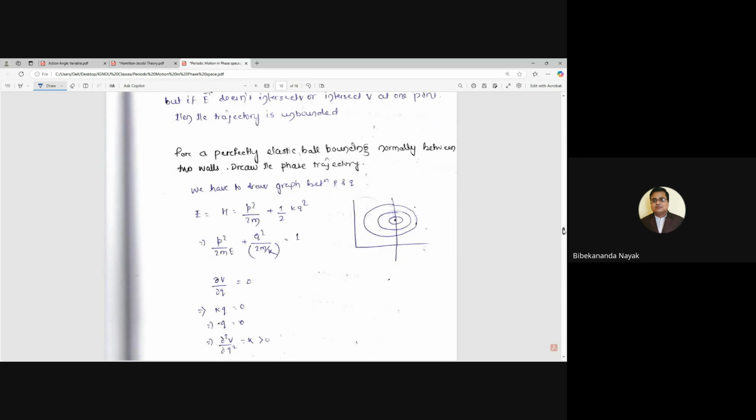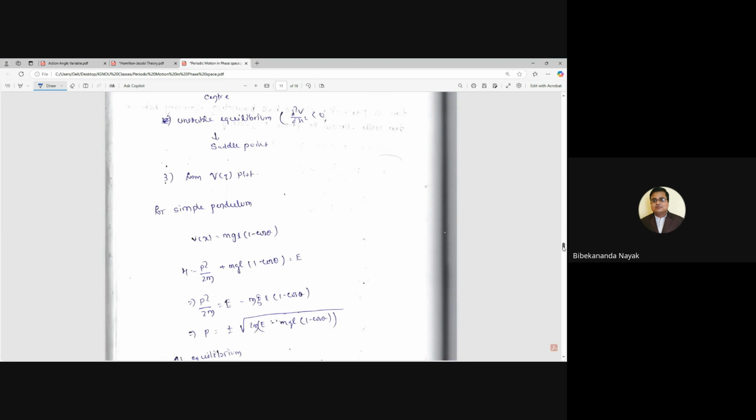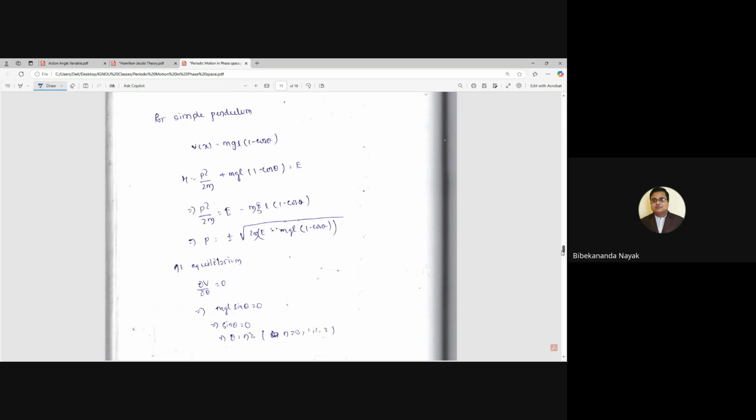That's the simple harmonic oscillator. Another question: a perfectly elastic ball bouncing normally between 2 points. What will the phase trajectory be? It comes with a constant momentum p and strikes here, then goes back in the opposite direction. Let's say the momentum is negative. So this is its trajectory. It comes here and strikes here, and at that point it changes momentum to its negative value.